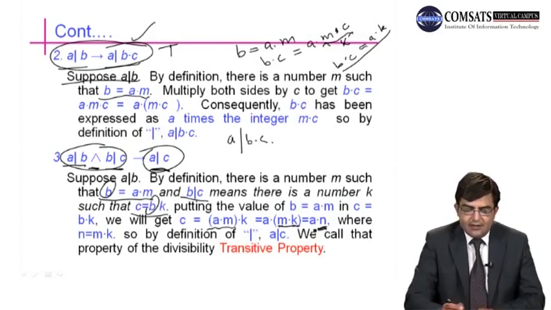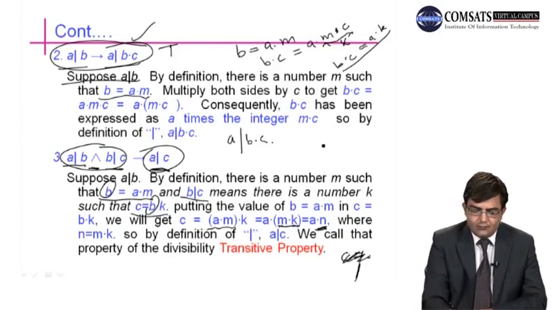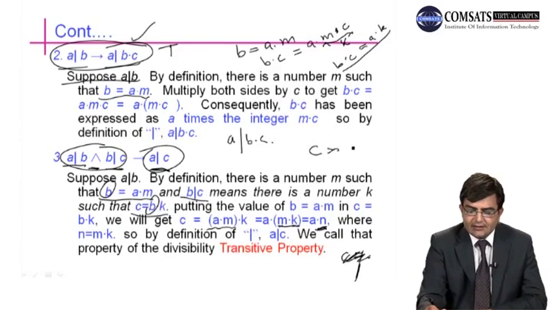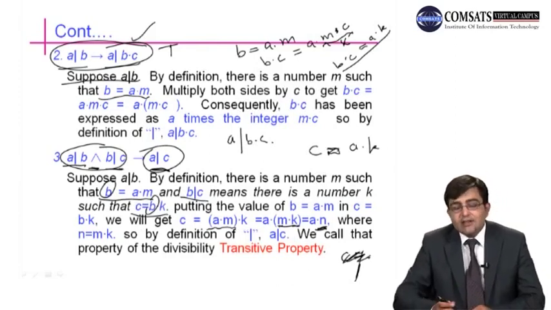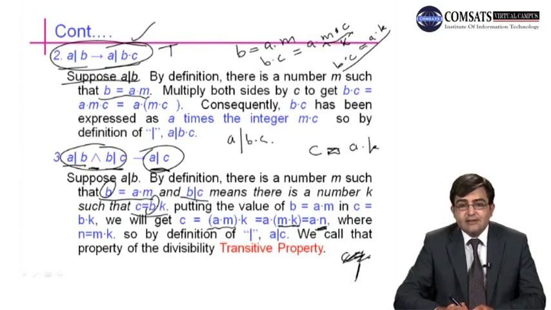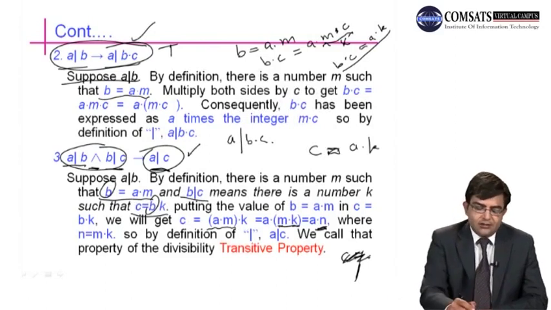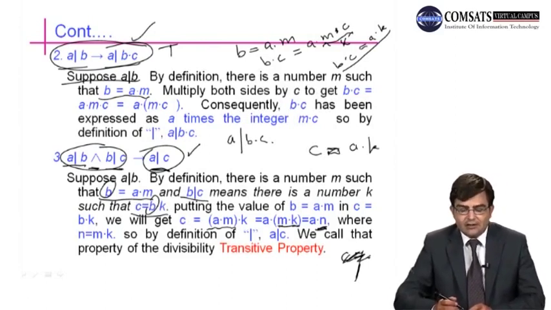So what we have seen here is that c is written as a product of a into some integer n. So what does it mean? By the definition of divisibility, a divides c. So the conclusion is also true. We have proved that the conclusion is true. Again, this is called the transitive property of division.